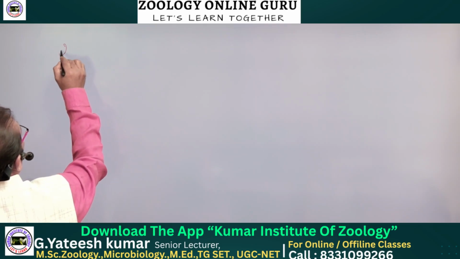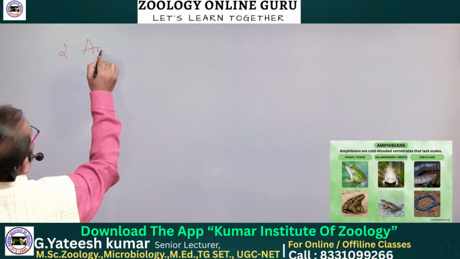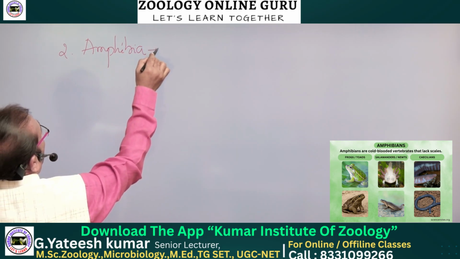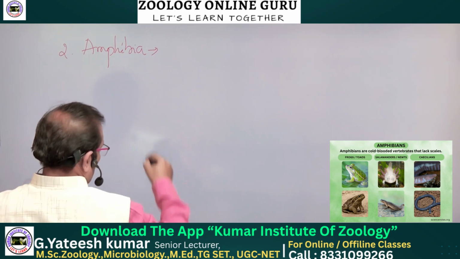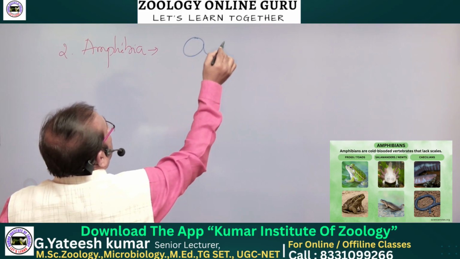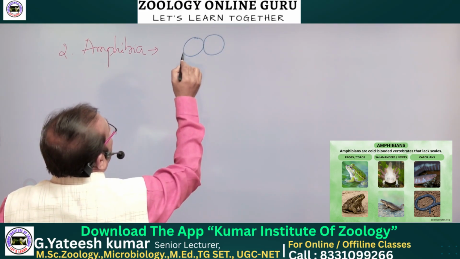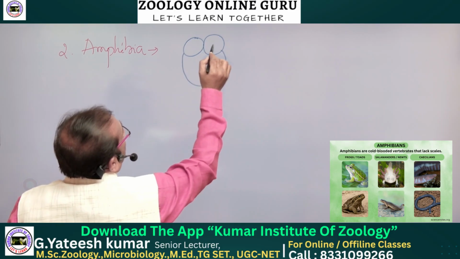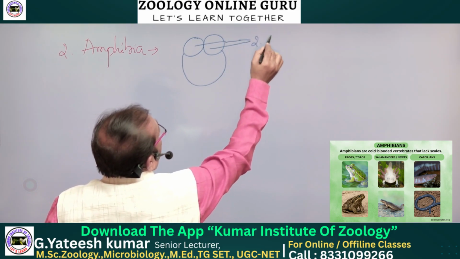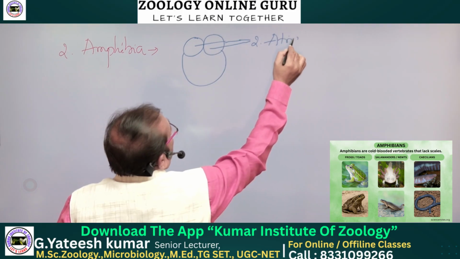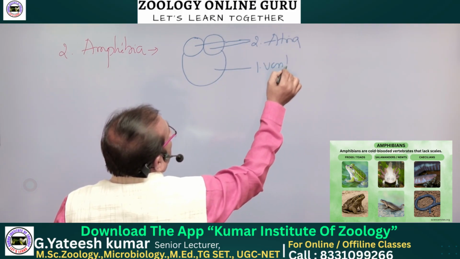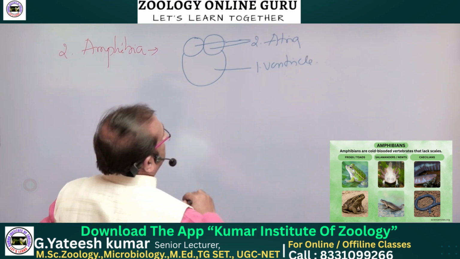Second one, in amphibia. In amphibia, two atria but a single ventricle. So, two atria and a single ventricle are present.